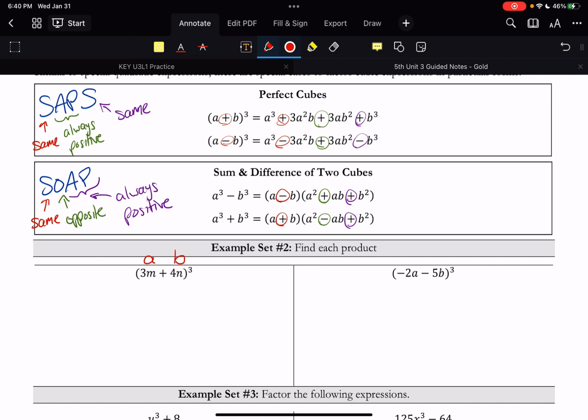So plugging into the a plus b cubed formula, I have my a is 3m. So I have 3m quantity cubed plus 3 times 3m quantity squared times b is 4n plus 3 times a 3m times b squared, which is 4n quantity squared, plus b cubed, 4n cubed. So again, I know it looks a little daunting at first, but all that I'm doing is plugging in my a and my b value.